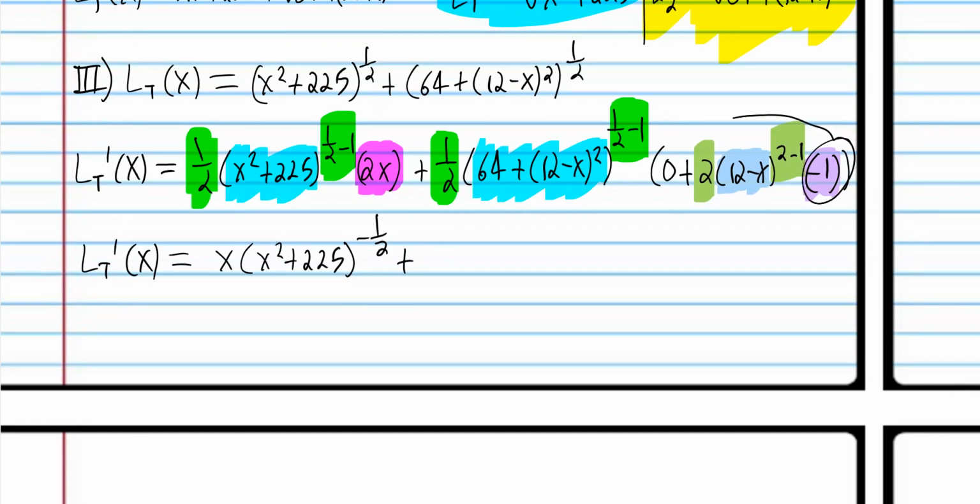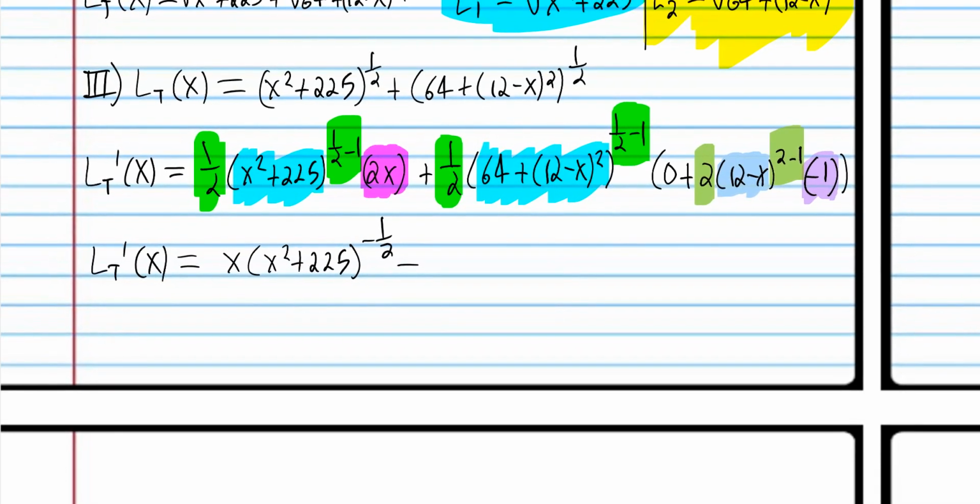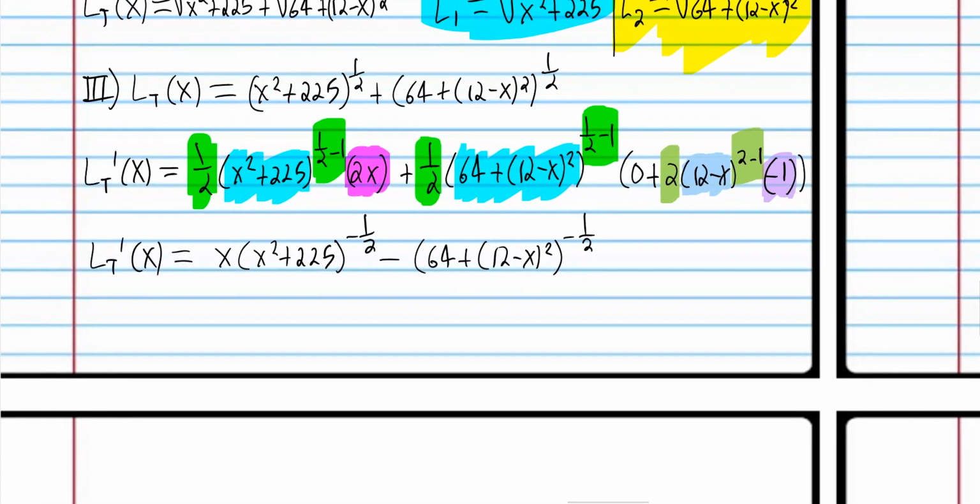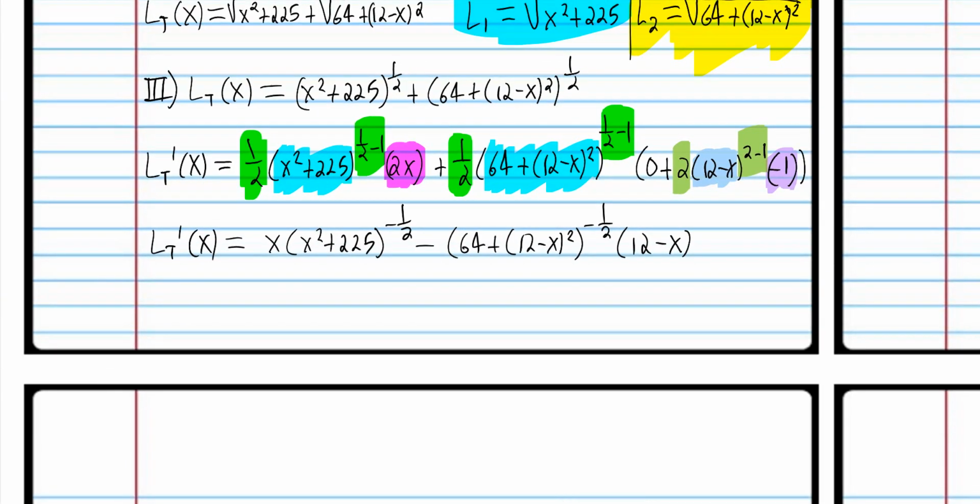So we have the -1 and the 2 here. That's going to be -2 multiplied by 1/2 is -1. So that would change that to a negative. And then we have 64 plus 12 minus x squared to the -1/2 power times 12 minus x. So I'm trying to go slow here so you can see what's going on.